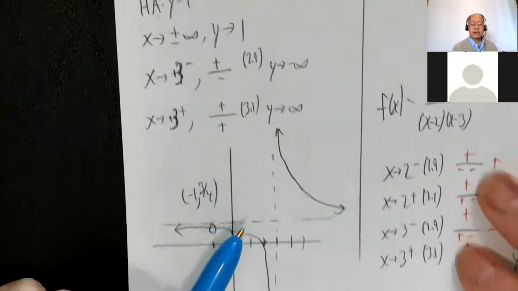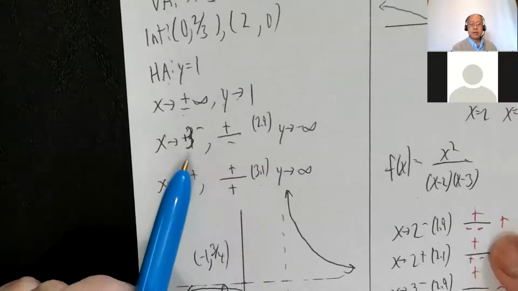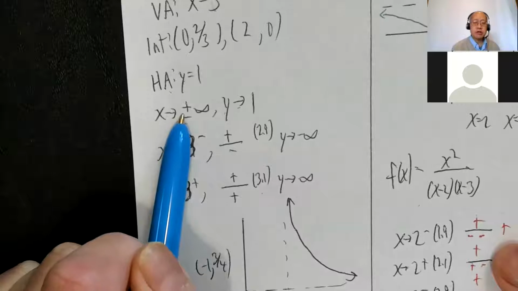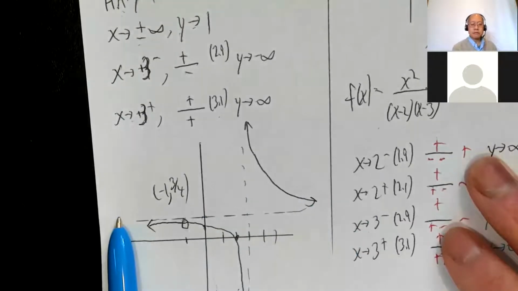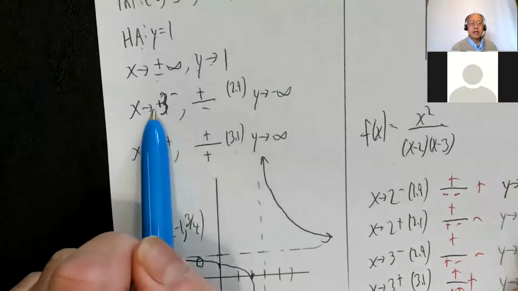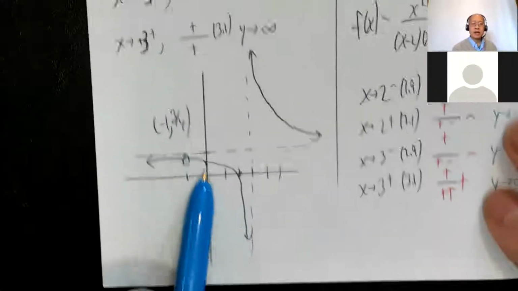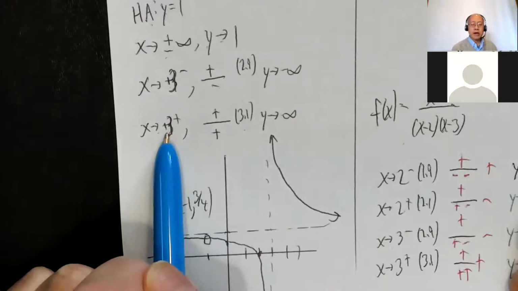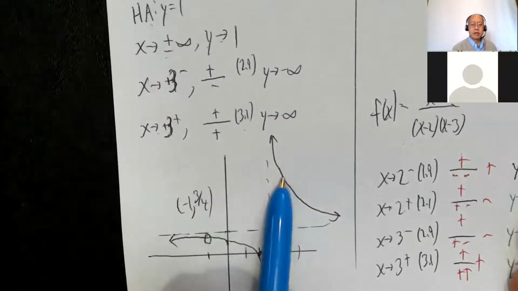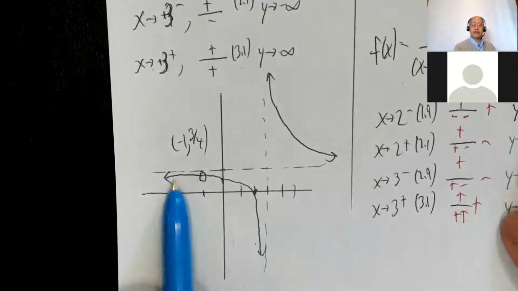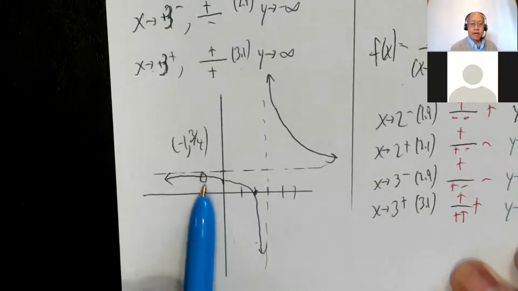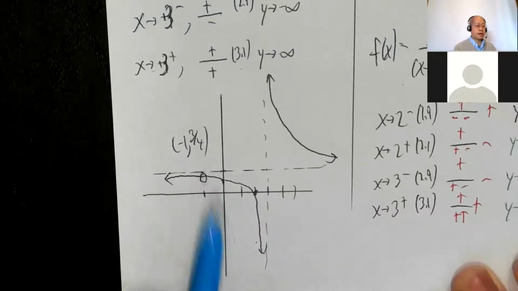And then I just analyze what happens near my vertical asymptote. As x approaches either plus or minus infinity, y approaches 1. If x is a little bit to the left of 3, 2.99, I get a negative, it drops down. A little bit to the right, 3.01 or 3.1, it's positive, it shoots up. So that tells me I have this and this, but I have to remember to punch a hole in the graph right here, (-1, 3/4). I throw that out.